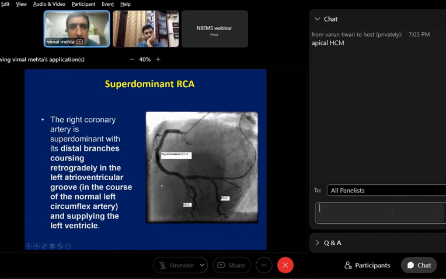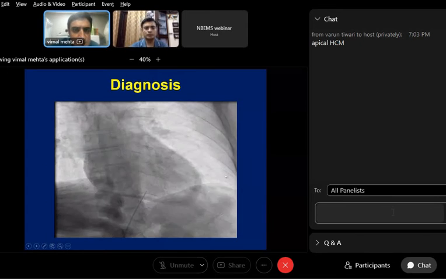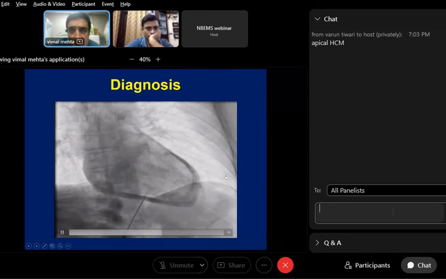So this is basically because this is not from this patient. This angiogram is from some other subject, not from this one. So there may be a superdominant RCA. Typically it will involve the LCX, but the PDA can extend, it may wrap around. So this was a superdominant RCA.